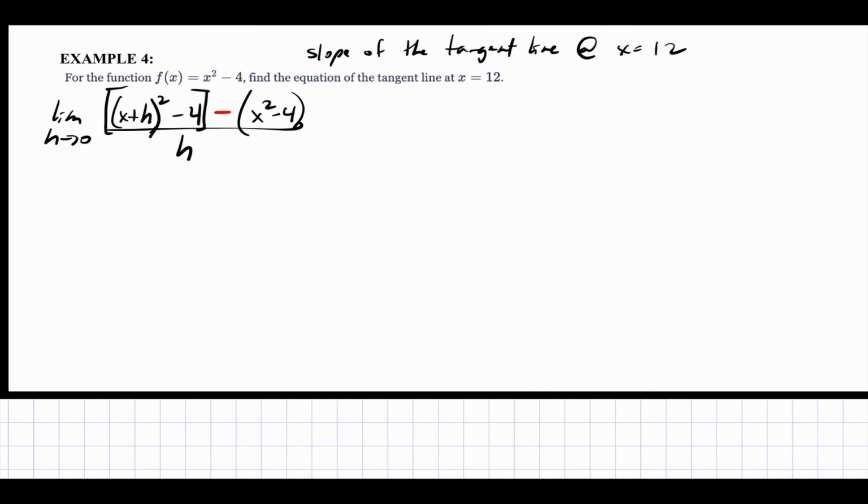Okay, so I did the setup. That's how you set it up first: f of x plus h minus f of x over h. So we've got to distribute here. Let me distribute the negative there. So I get the limit as h approaches 0. Since I have already done this twice, I'm going to multiply that out. I already know what the answer is going to be. It's going to be x squared plus 2xh plus h squared minus 4, and then minus x squared plus 4.